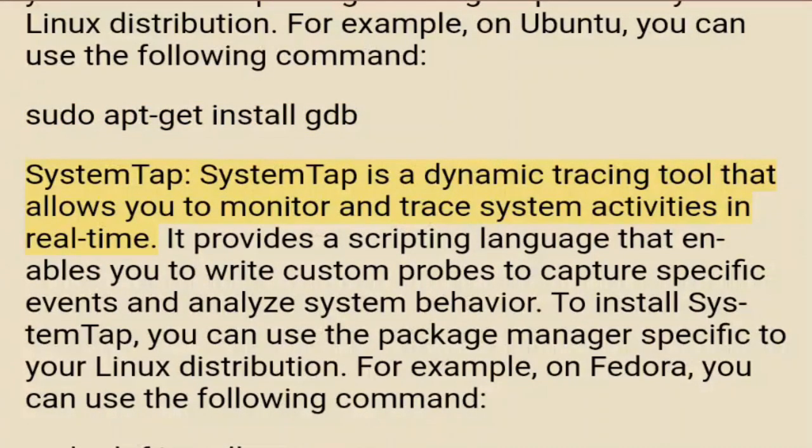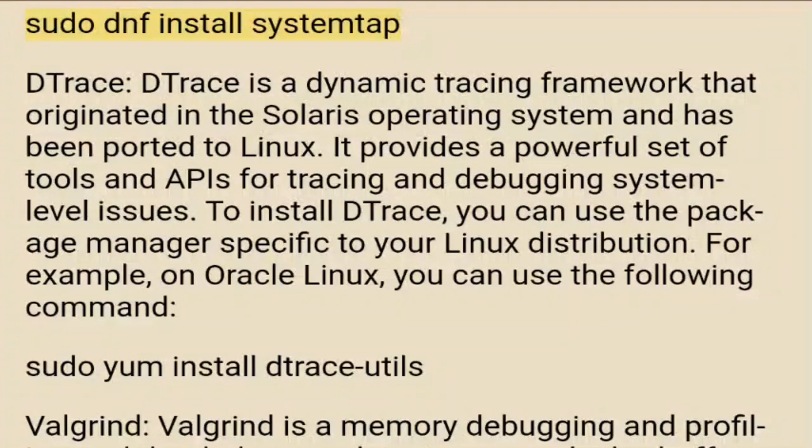SystemTap. SystemTap is a dynamic tracing tool that allows you to monitor and trace system activities in real time. It provides a scripting language that enables you to write custom probes to capture specific events and analyze system behavior. To install SystemTap, you can use the package manager specific to your Linux distribution. For example, on Fedora, you can use the following command: sudo dnf install systemtap.